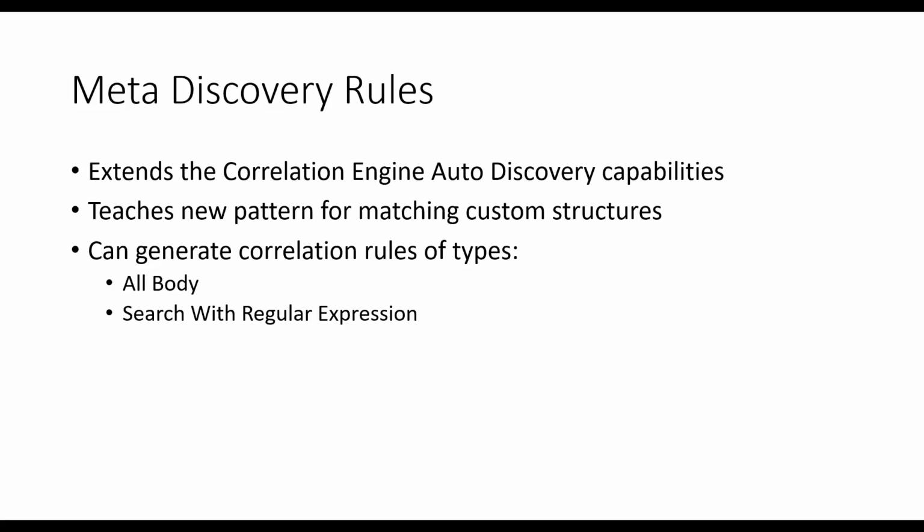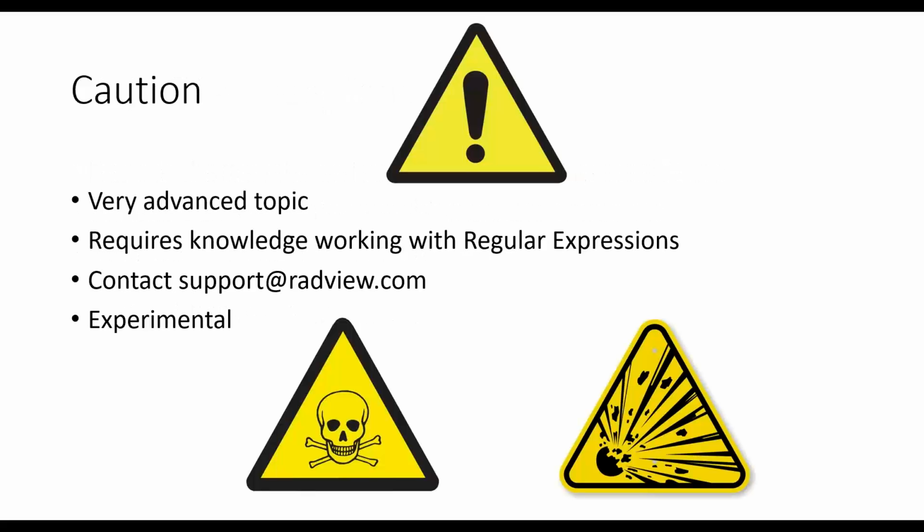They are meant to find new, custom patterns that you might have in your application, and they're a very powerful tool to make the correlation engine find better, more accurate rules. The meta rule itself generates other correlation rules that you can then save. Those rules can be either regular all body text rules, which are prefix/suffix rules, or they can do a search with a regular expression type of rule. And I'm going to show you how to do it.